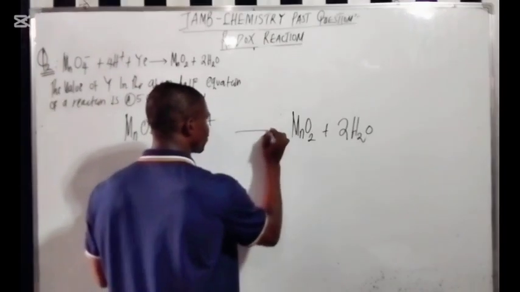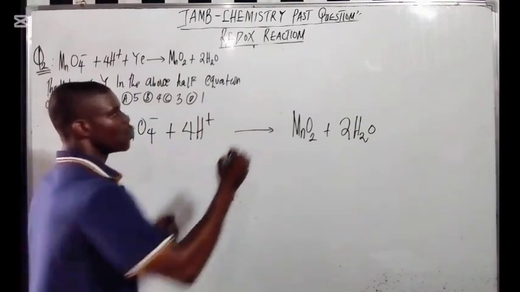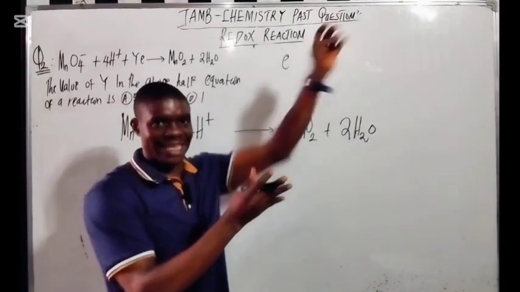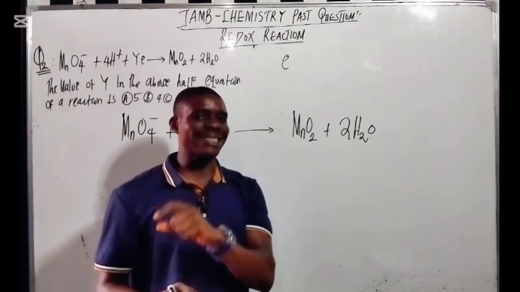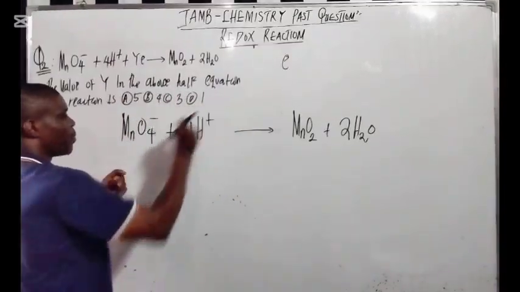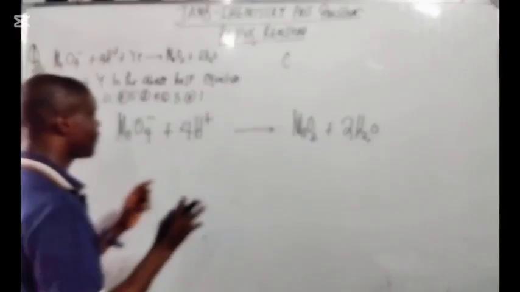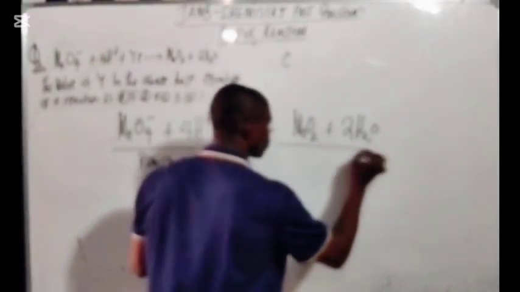So how do we balance redox reactions? Look at something here. When we talk about e, it means they are balancing charges. e is used in balancing charges in a redox reaction. So what are charges? Charges are the negative and positive signs, the electron that is transferred. If you check very well, here we have the reactant side, and here we have the products.